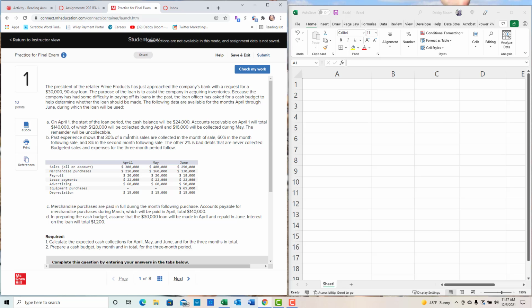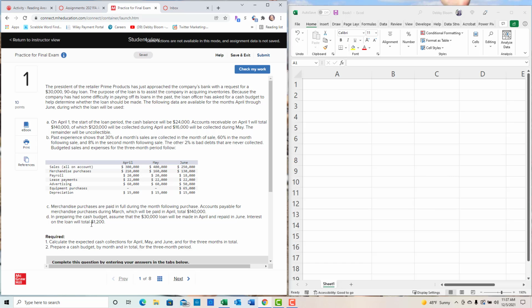Past experience shows that 30% of a month's sales are collected in the month of sale, 60% in the month following sale, and 8% in the second month following sale. The other 2% is bad debts that are never collected. Budgeted sales and expenses for the 3-month period follow. So we have all of our numbers for our sales, purchases, and all sorts of other expenses.